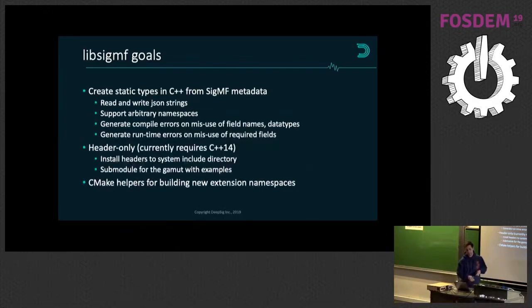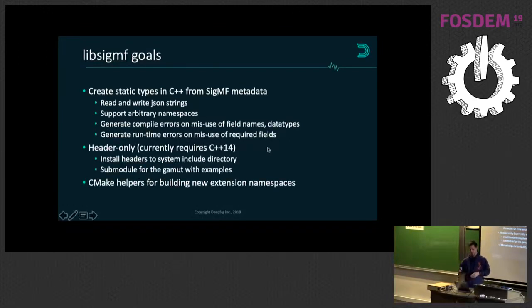So SigMF also supports this idea of namespaces. There's the core one, and there's an antenna one that describes what antenna you would use. You can define any namespace you want, and point people to your description of that, and they will always be able to read and make sense of the metadata that you give them. So I wanted to be able to support any namespace that someone might make, and also still generate compile errors instead of runtime errors on misusage.